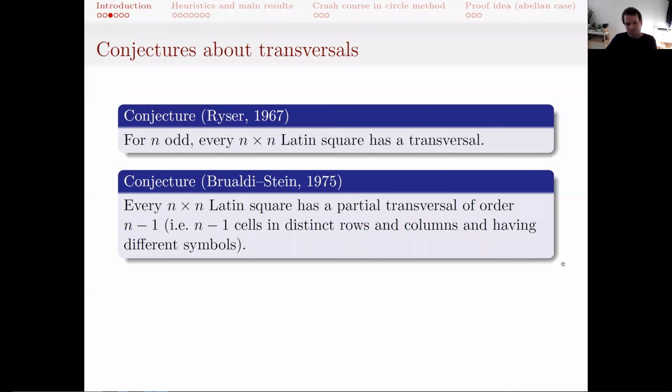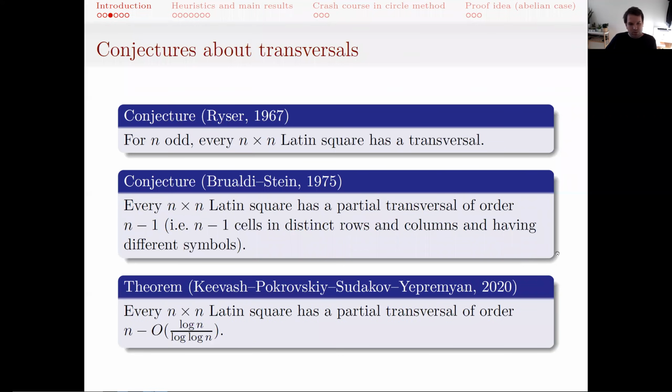And in this respect, the current world record is from last year. It was proven by Keevash, Pokrovskiy, Sudakov, and Yepremyan in a very nice paper with some very nice ideas that every n times n Latin square has a partial transversal of order n minus something a bit smaller than log n.